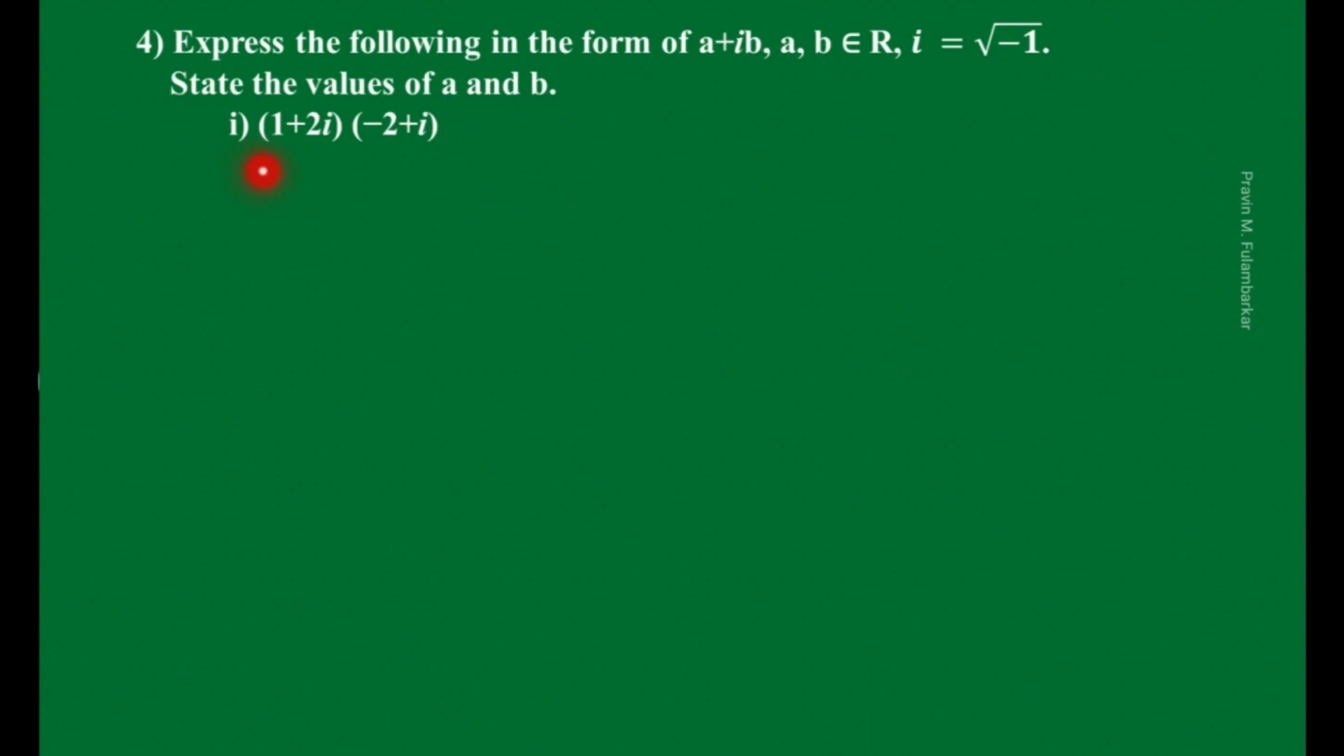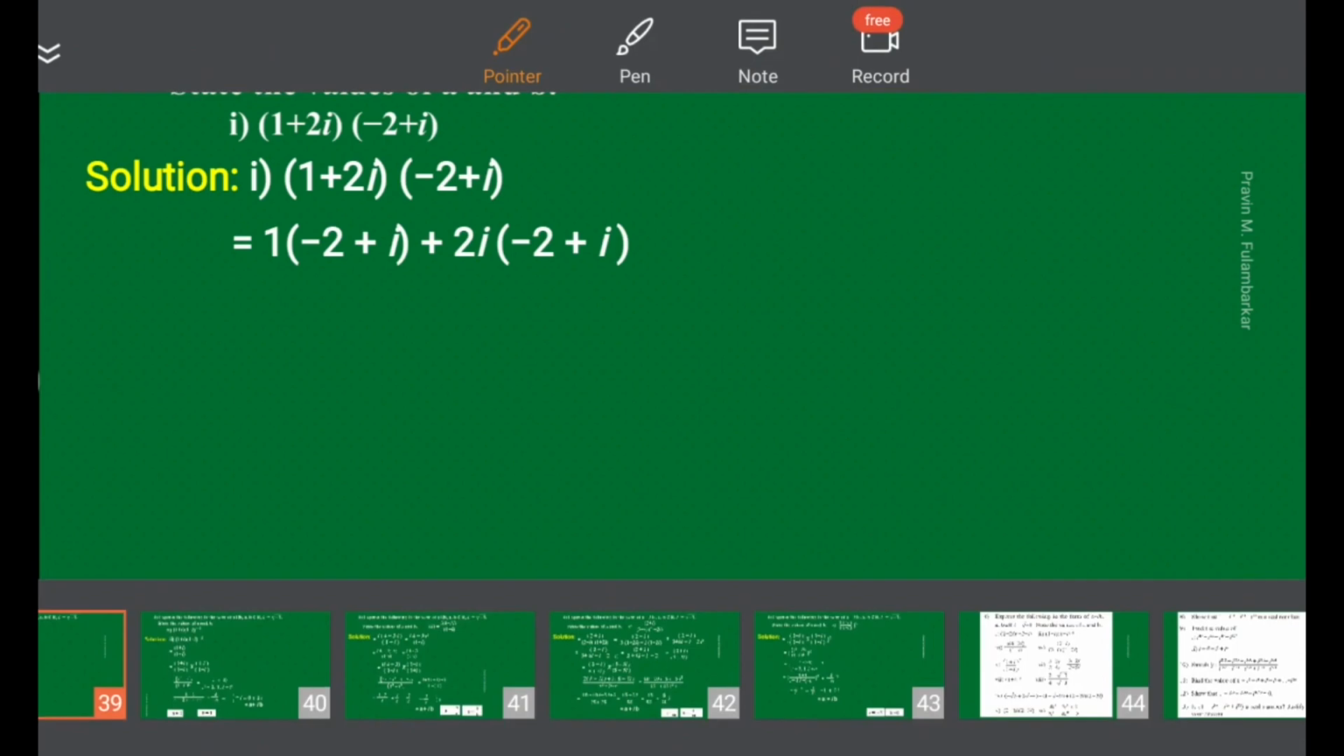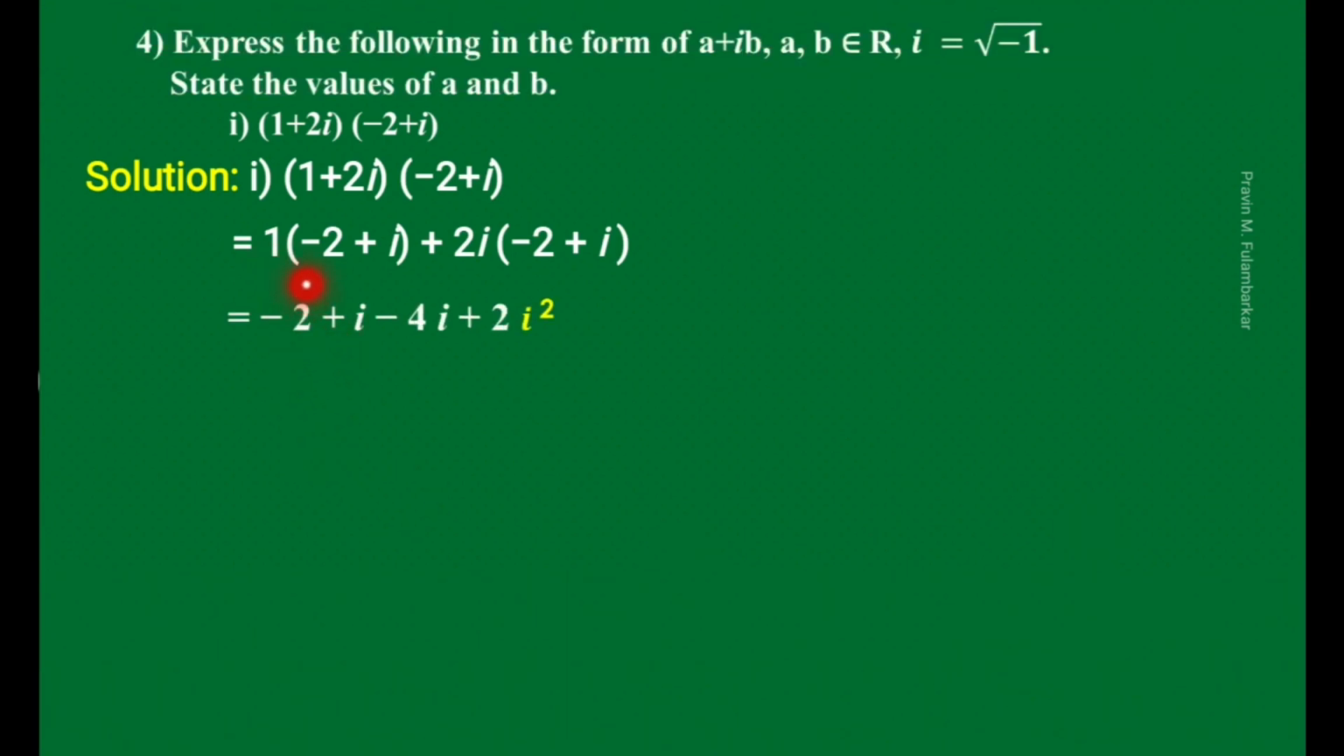So the first sub question is (1 + 2i)(-2 + i). That means we have to multiply these two complex numbers. So first we write the given product as it is. Now we multiply 1 by the second bracket and 2i by the second bracket. So we write here in the solution 1(-2 + i) + 2i(-2 + i). Now multiply 1 by each term of the first bracket, we get -2 + i. So -1 into 2 we get -2, 1 into i we get i.